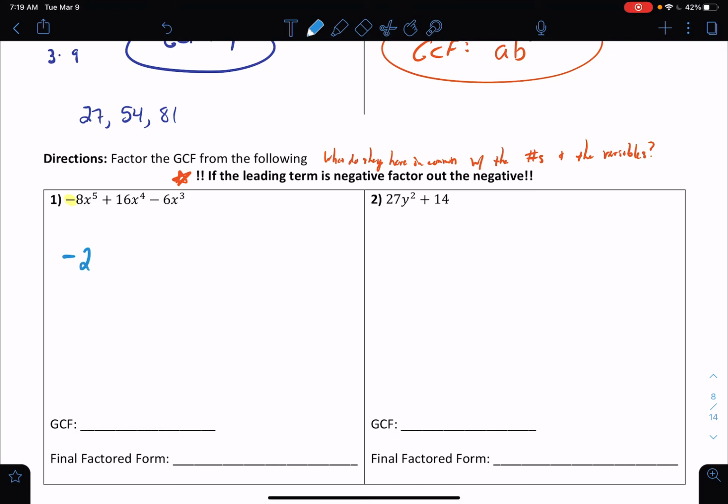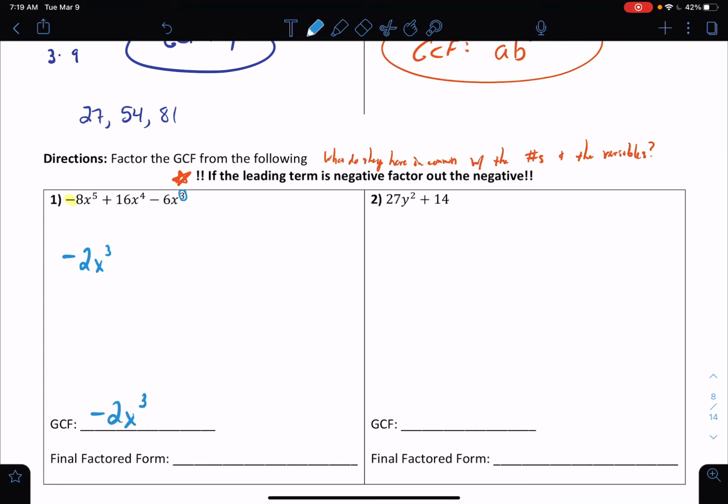Now look at the variables. We have x to the fifth, x to the fourth, and x to the third. So what is the most number of x's that I can pull out? Well, I can pull out x to the third because that's all that last term can give me. Okay, so the greatest common factor is negative 2x to the third.